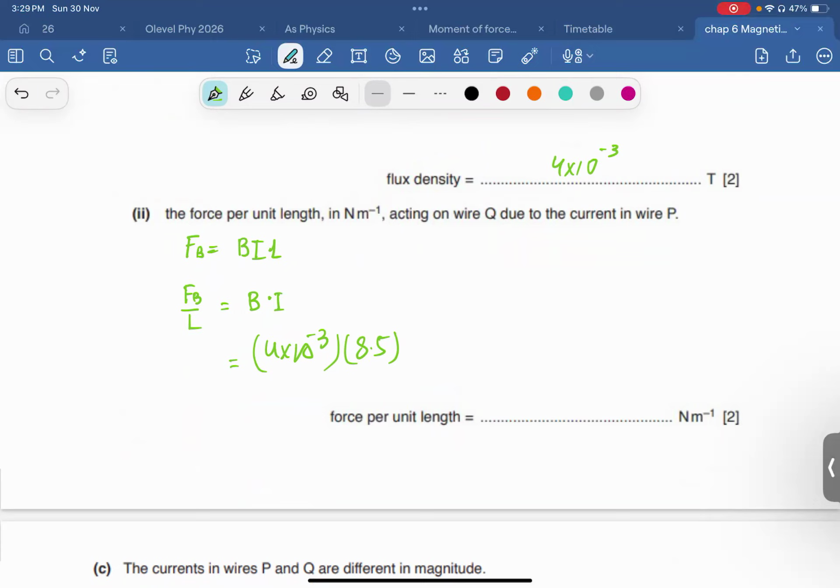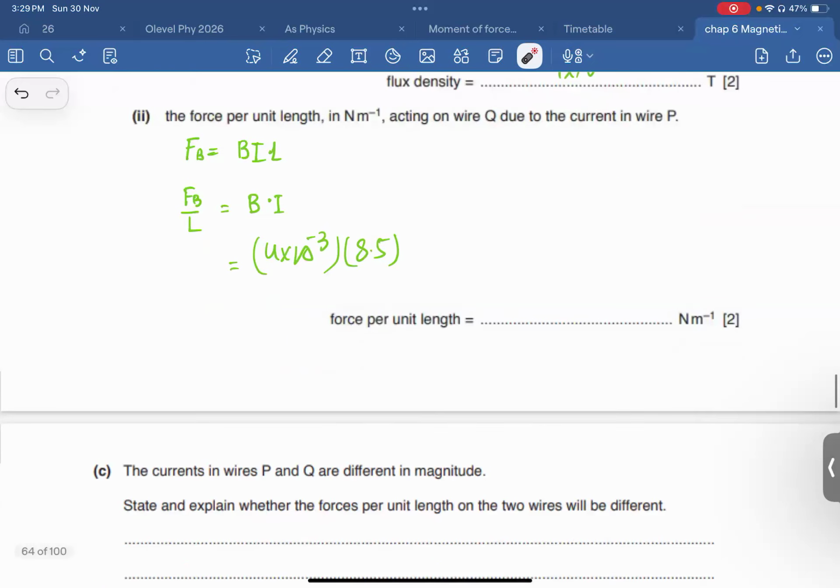Okay, by the way, keep in mind that this formula requires the current of the same wire you are working for, right? So you are working for the wire Q, right? Yes. So 0.034. Okay, good. 0.003, it should be more. Yes sir. 0.034. Okay.